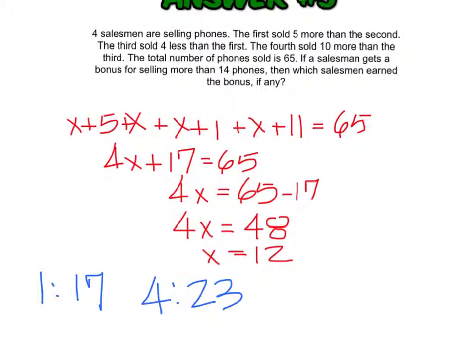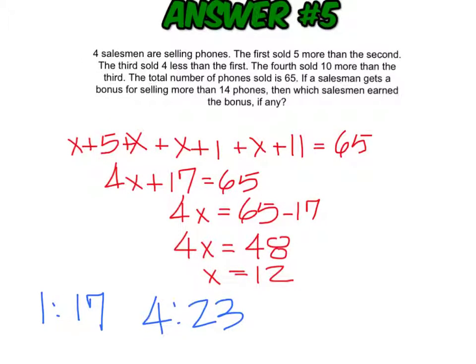I need to move this down just a little bit. There we go. So you have 4 salesmen selling phones, and the total they sold is 65. The first sold 5 more than the second, so the second is going to be x. The first one, x plus 5. The fourth sold 10 more than the third. So here's the fourth, and there's the third. Add 10 to that. And also I forgot to mention that the third sold 4 less than the first. So subtract 4 from that and you get 1.